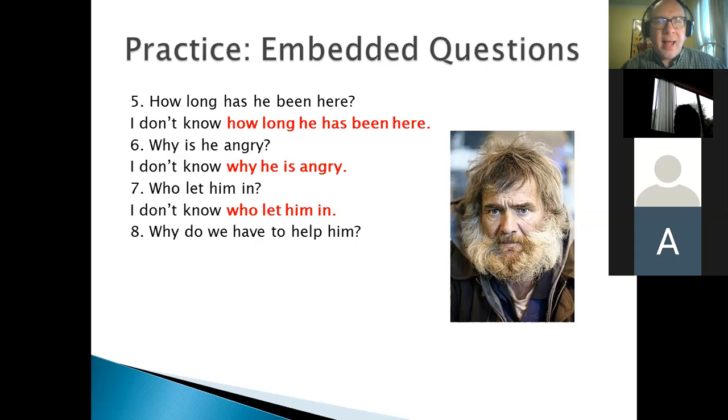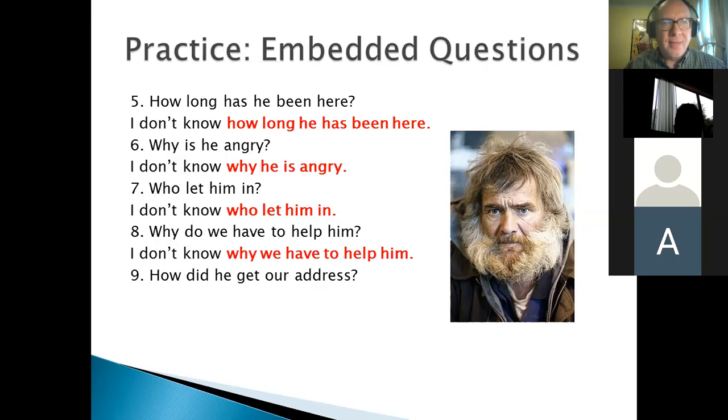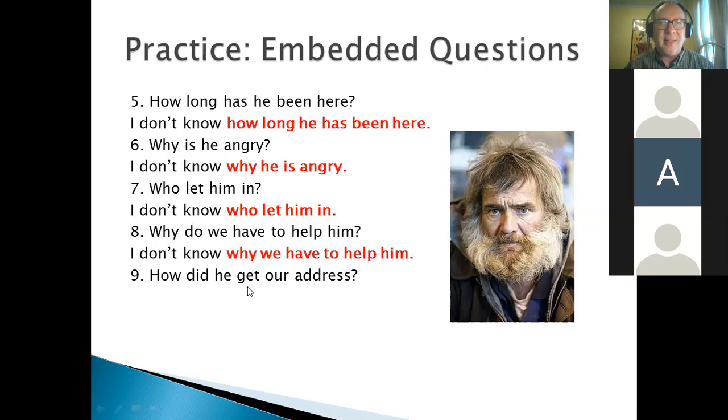Why do we have to help him? There we have do. I don't know why we have to help him, right? Again, I just took do and I threw it away. How did he get our address? Now here we have a did, so what happens to did? Throw it away, right? And then we have to change my verb to got. So what are we going to say? I don't know how he got our address.